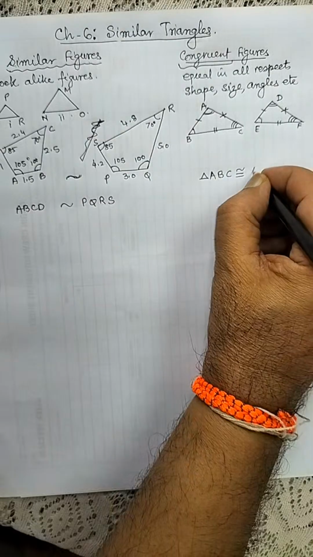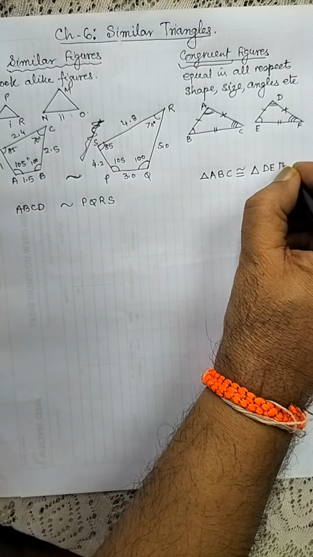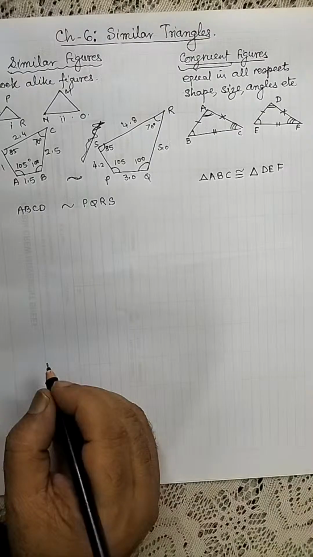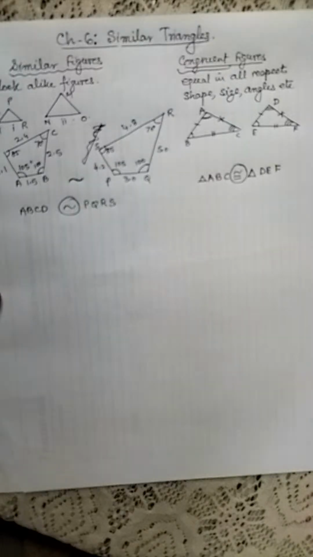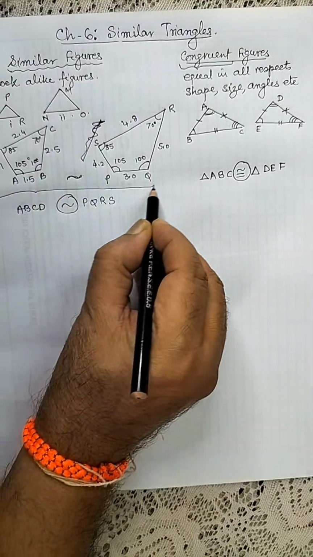Congruent to triangle D, E, F, right? Now note this. This is congruency and this is similarity. Fine. So hope the idea of similar figures is clear. Now also in these two figures, notice one thing.